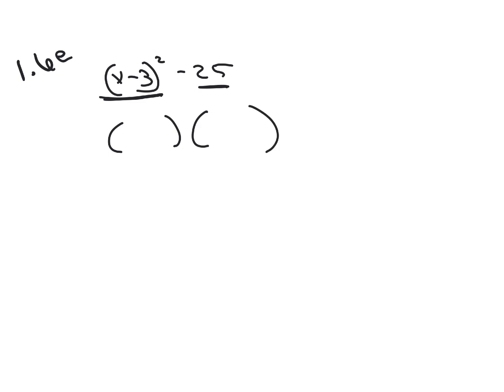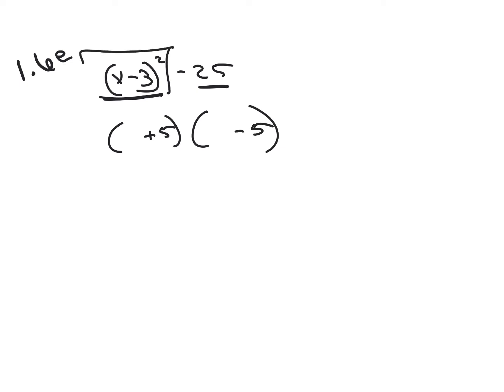All right, example 23, page 74. We've got x minus 3 squared minus 25. So here we go. Here's my first term. Here's the second term. 2 parentheses. Okay, square root of 25, get those.